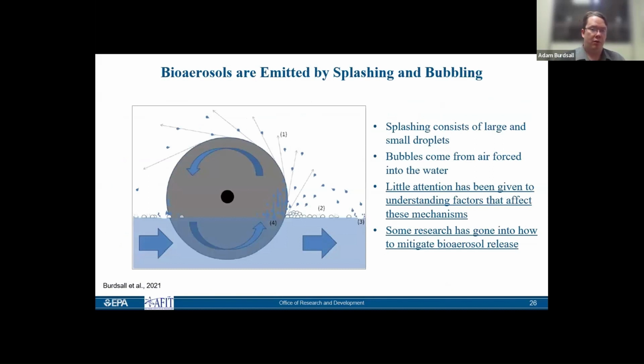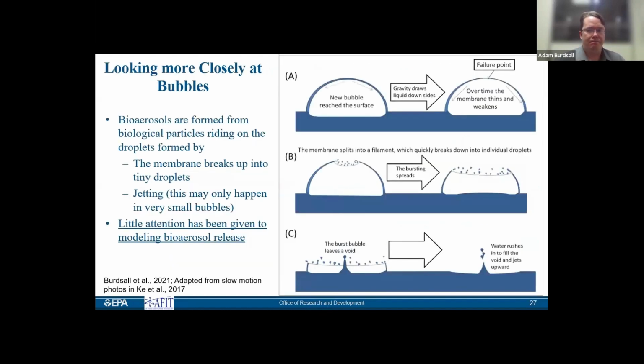So bioaerosols consist of organisms, parts of organisms, or chemicals from organisms that are emitted by splashing and bubbling. We're mostly concerned with viable organisms. Splashing can emit a wide range of droplet sizes, not all of which are going to be small enough to stay airborne as bioaerosols. And bubbles come from air that's been forced down into the water by either air diffusers or by rotating aeration brushes, like the one diagrammed here from our 2021 review paper. There's not been a whole lot of attention given to the understanding of the factors that affect the mechanisms of bioaerosol release, but we have done some research on how to mitigate bioaerosol release.